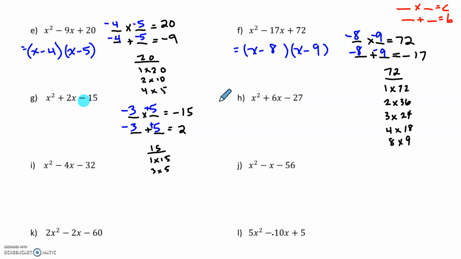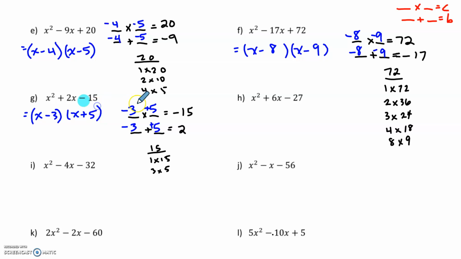So I'm just going to say that one more time. If our b value is positive and one number has to be positive between the two, the higher number is always positive. All right, let's go ahead and we'll write our factors. So this time it's x minus 3 and x plus 5.